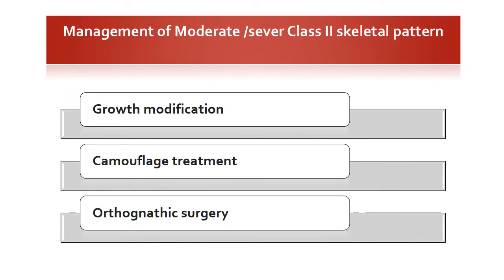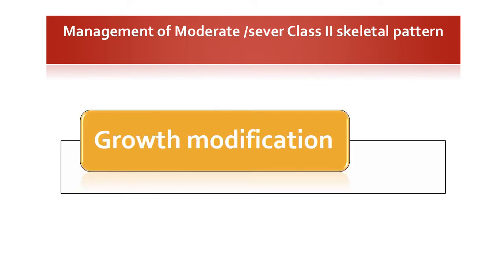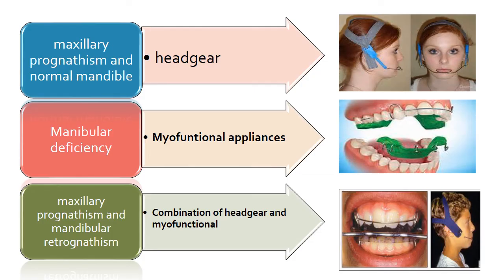We have three treatment modalities depending on the above-mentioned factors. The first one is growth modification, the second one is camouflage treatment, and the third one is orthodontic surgery. Let us start with growth modification. If the patient is still growing and has a mild to moderate skeletal Class II relationship, we may consider using any one of the growth-modifying appliances depending on the etiology of the malocclusion.